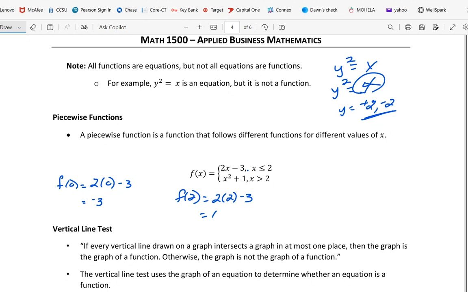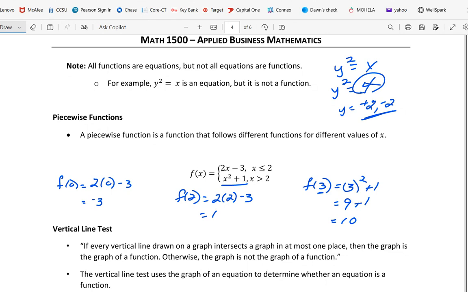If I compare that to, say, f of 3, now if x is 3, notice that 3 is bigger than 2. So I'm going to use the bottom part of the function. So it's 3 squared plus 1. 9 plus 1 is 10. So f of 3 is 10.